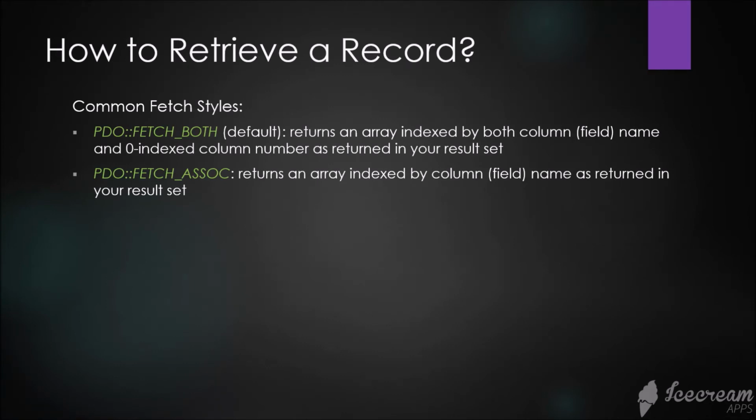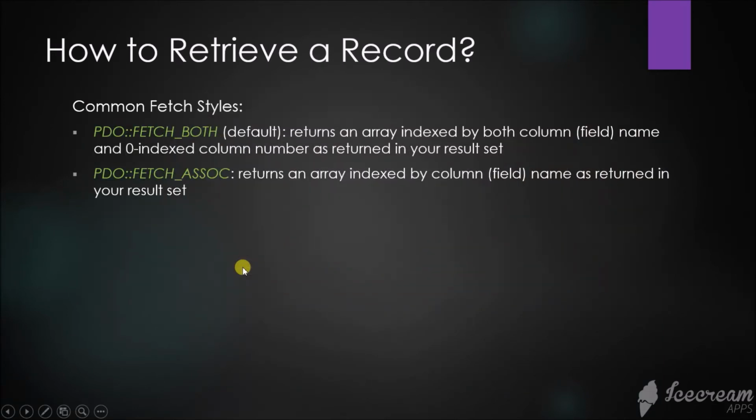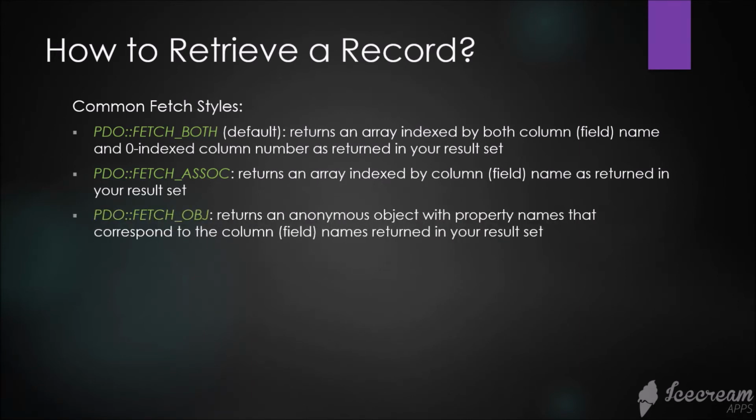Okay? Then the second is PDO::FETCH_ASSOC. Returns an array indexed by column or field name as returned in your result set. So this is what we will see if we're going to use FETCH_ASSOC, wherein the field names are what we see here as the index string in the array. Okay? It's like an associative array.